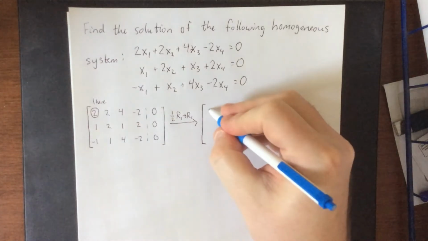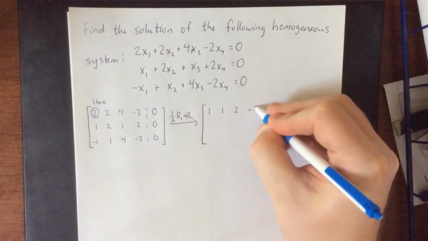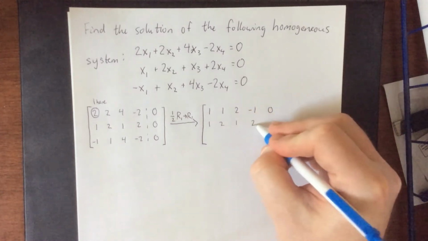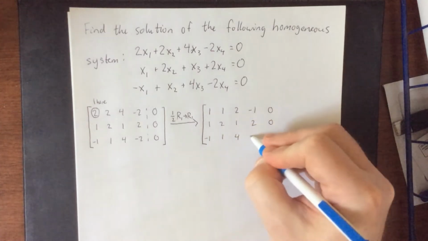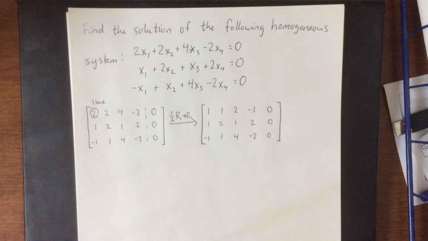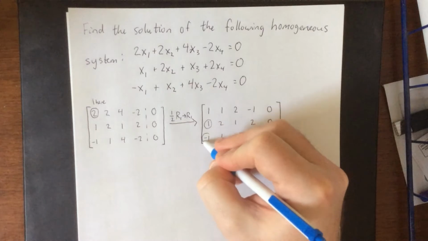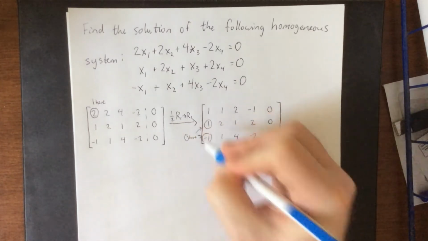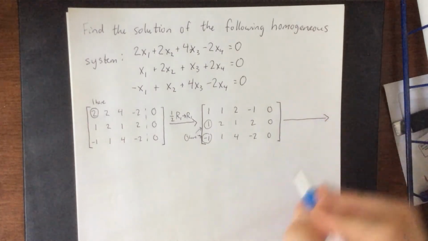So new row 1 is going to be positive 1, positive 1, positive 2, negative 1. The second two rows will stay the same at this step. Now that I've done so, the next goal is going to be to obtain zeros in the entries right below it. So we want to get a 0 in these two entries. We're going to do so by using that lead 1 that we just established.